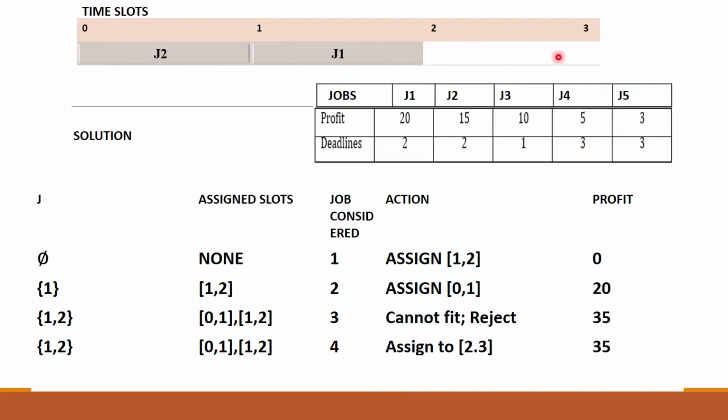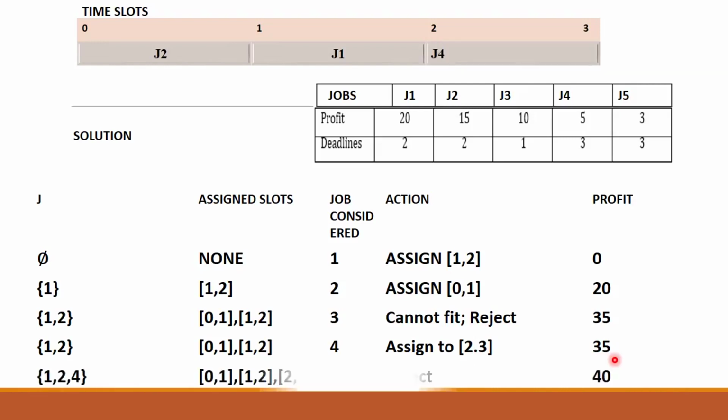Yes, we have 2, 3, that is 3, assigned, and the job profit, as I told, is the completed jobs' profit. So right now it is 35. Now let's assume I assigned job 4, so the completed jobs are 1 to 4, and the assigned slots for that are 0 to 1, 1 to 2 and 2 to 3.